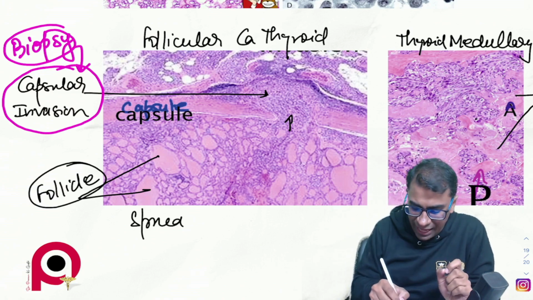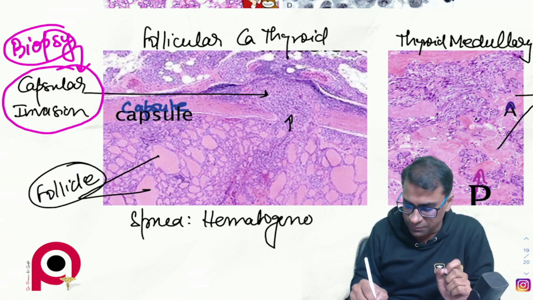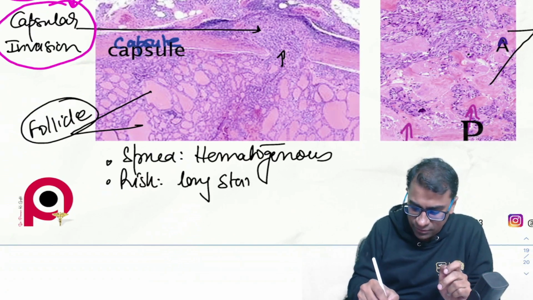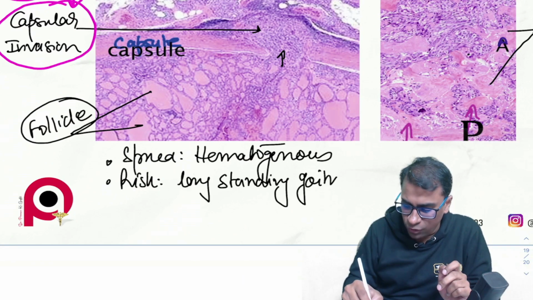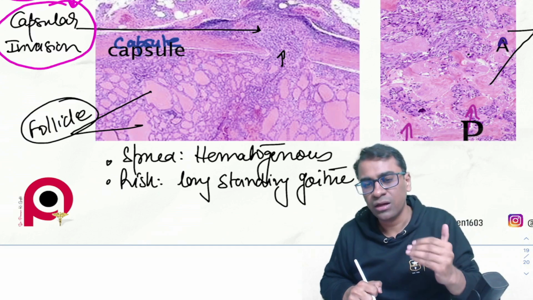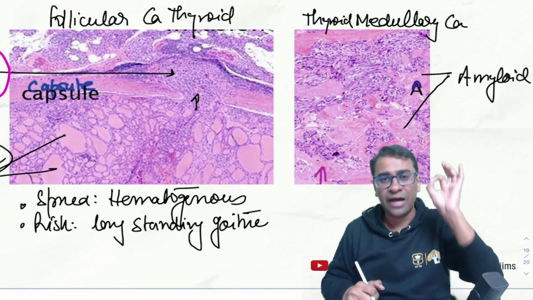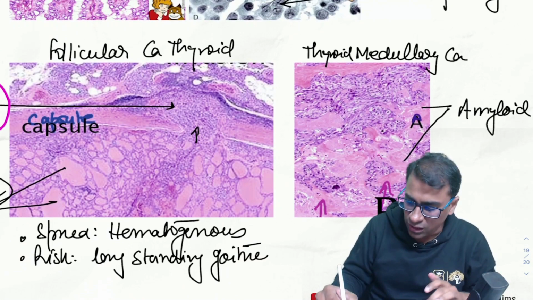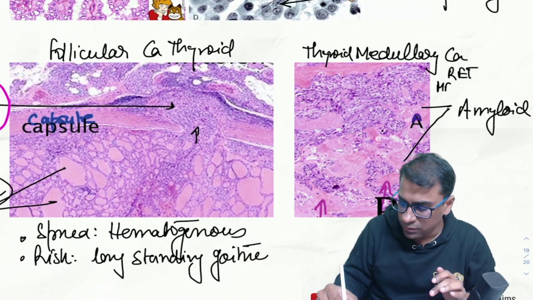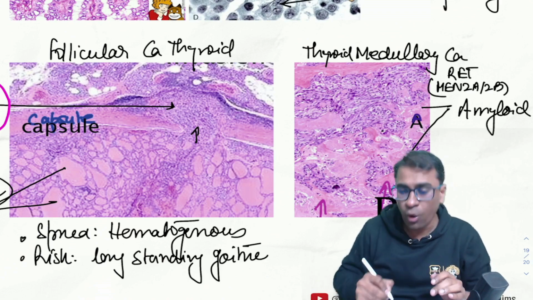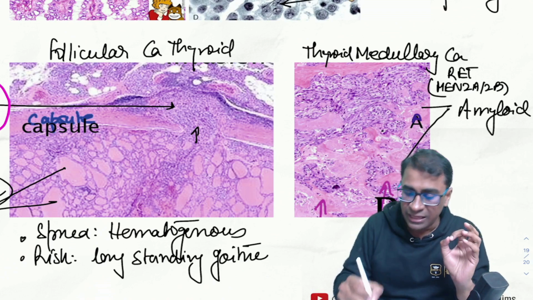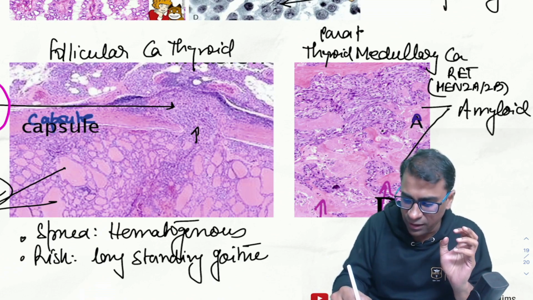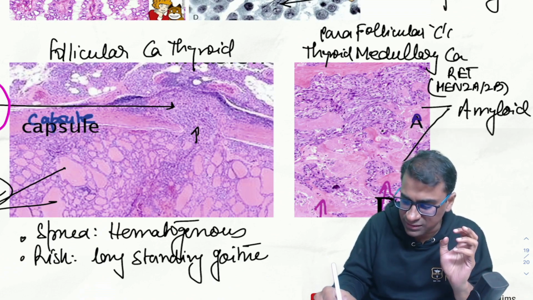The spread is hematogenous. They have hematogenous spread, and the risk is seen in long standing goiter. Long standing goiter often transforms to what is called follicular carcinoma. Last is thyroid medullary carcinoma. If a patient has, suppose, a RET gene seen in MEN 2A and 2B, they often have thyroid medullary carcinoma, and they arise from the parafollicular C cells of the thyroid.